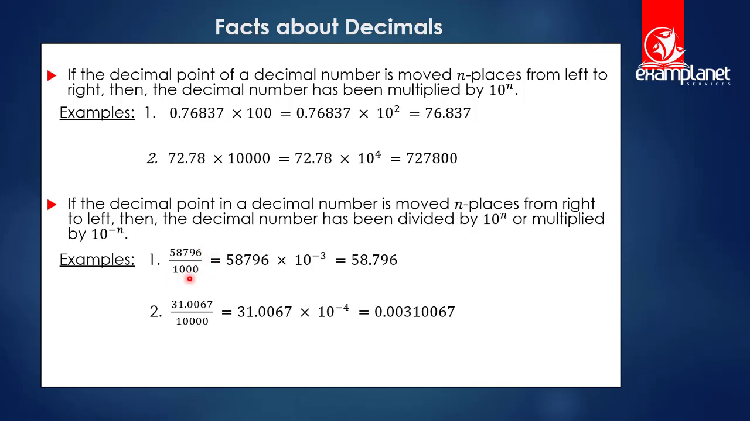Okay, but now it is very obvious I have a decimal point. So if I'm dividing by 1000, it means I am moving my point from right to left 3 times because I have 3 zeros, or because I have minus 3 as my power. So if I'm moving the point now, I have 1, 2, 3. So that shows my point will be here, and I'm going to have 58.796. So I've simply divided this number by 1000.